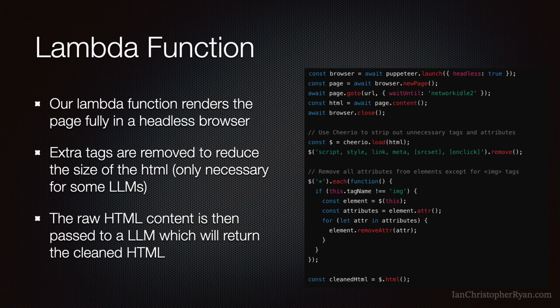Behind the API gateway, we have a Lambda function. Our Lambda function is going to render the page fully in a headless browser. This is so it can extract the full HTML content after the page has been fully rendered. Any extra tags are going to be removed, and we're going to remove these just to reduce the size of the content that we're sending to the LLM. And we do this because some of the LLMs will have limits on token sizes, and some of these websites are absolutely huge. The raw HTML content is then going to be passed to our LLM, like I said, which is going to return the cleaned HTML content.